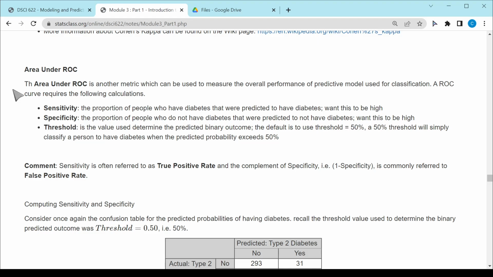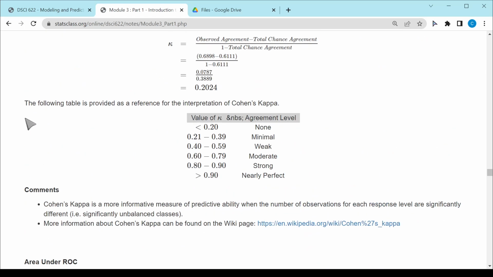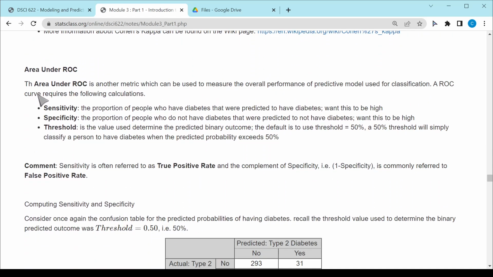Accuracy, again, is one that we use. Cohen's Kappa is used less. Area under the curve is used a lot for classification problems, so we'll spend a little time here with this one. The area under the curve is a metric that is used to look at the overall performance of a predictive model. It involves the following concepts: sensitivity, which is the proportion of people who have diabetes that were predicted to have diabetes. We want that thing to be high.